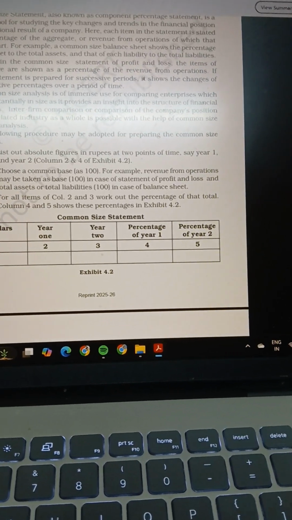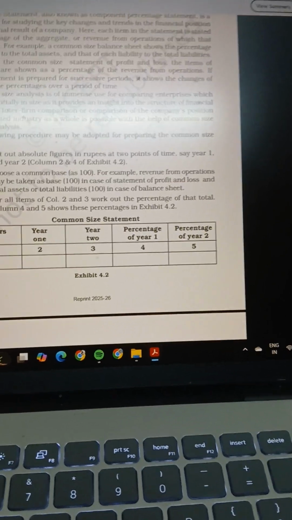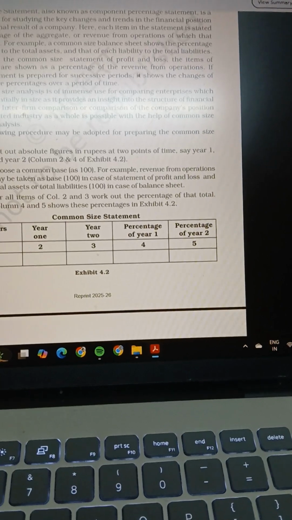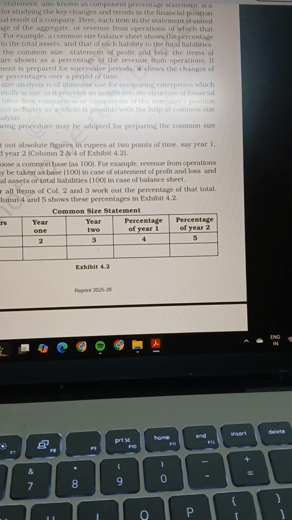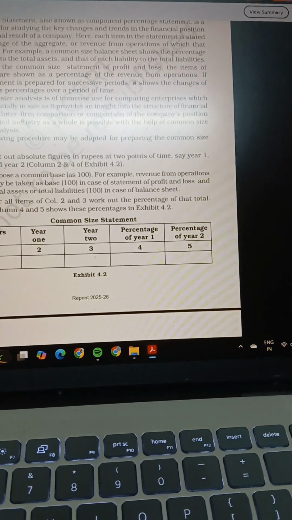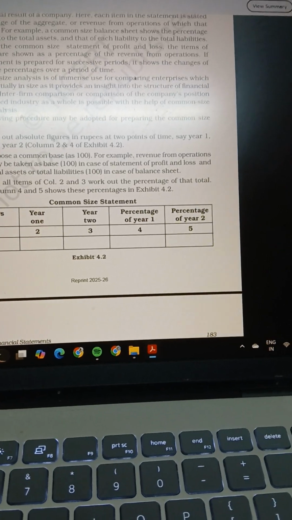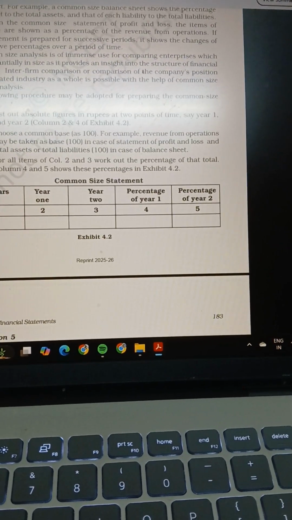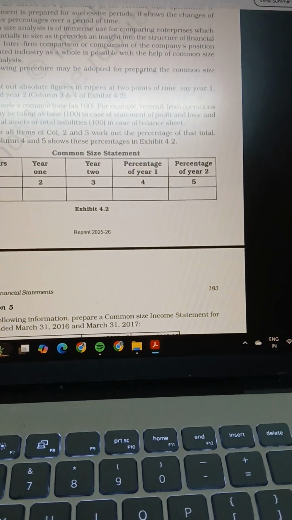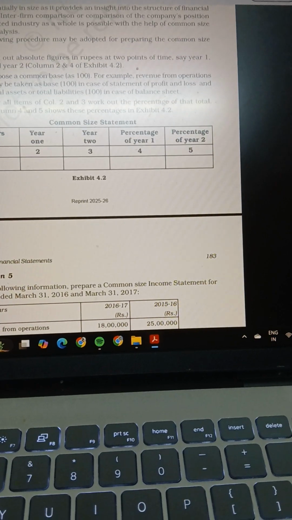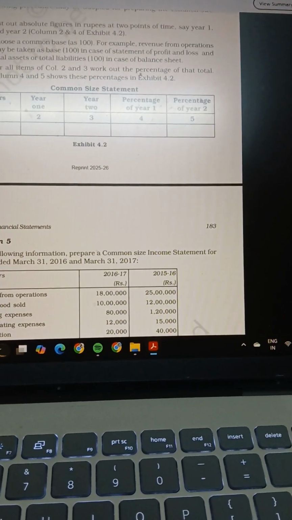For calculating the percentage of assets, we take total assets as 100%, and if it is something related to liabilities, then the total liabilities will be the base in the case of the balance sheet. Then this is the format of a common size statement: 2 years' values should be given, then the percentage of the first year and the percentage of the second year.